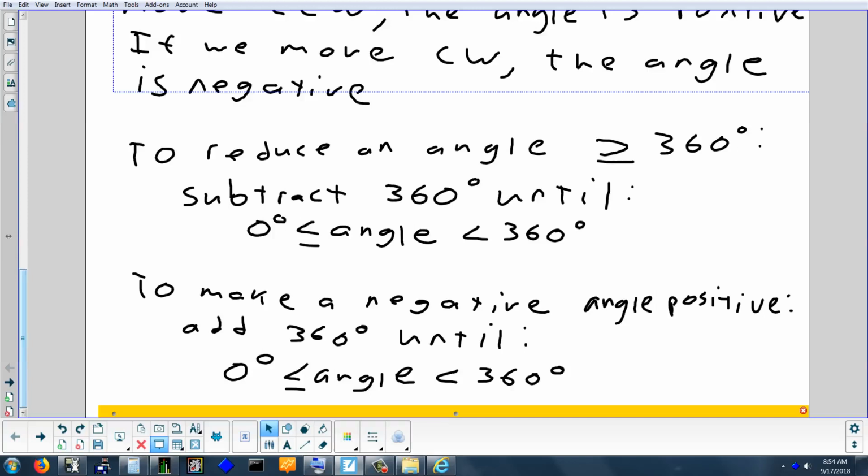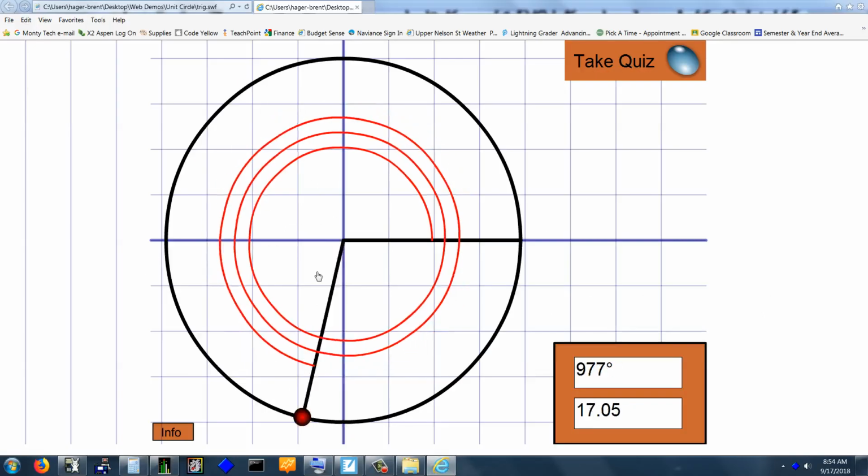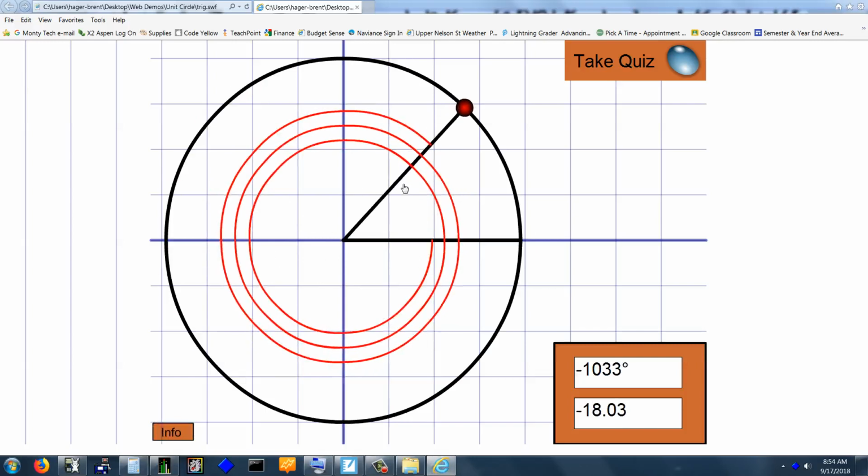Okay, so let me show you one that's negative, and then we can add 360. So let's say I gave you an angle like this: negative 1,035. If somebody said that to me, it's kind of big. In my head, I have a hard time thinking about it.